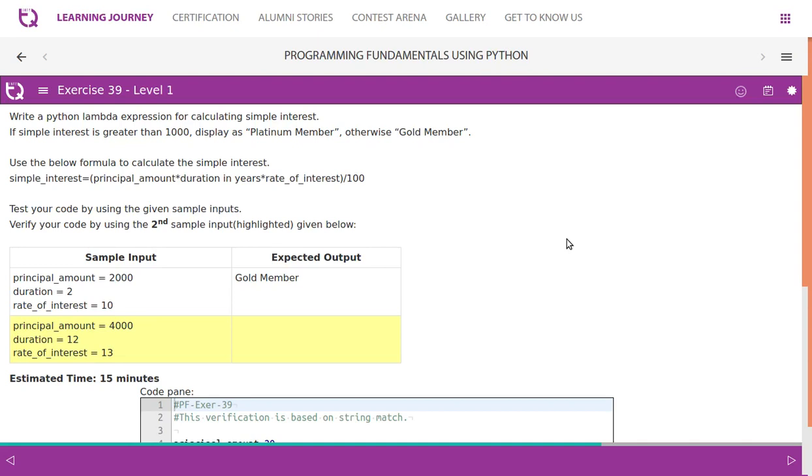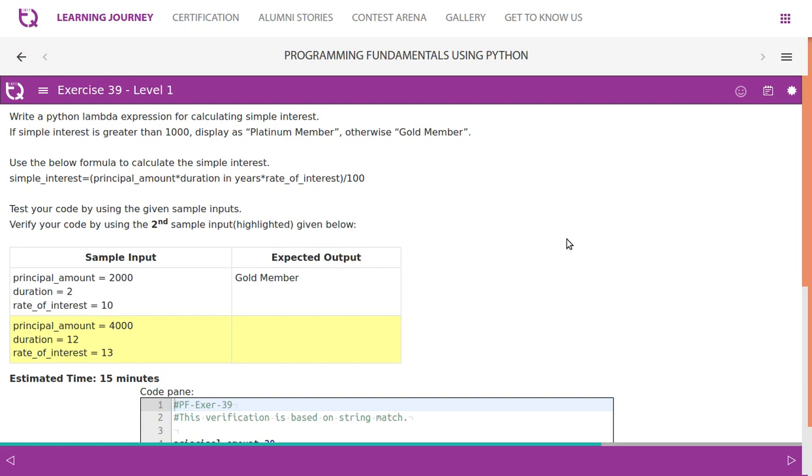Write a Python lambda expression for calculating simple interest. If simple interest is greater than 1000, display as platinum member, otherwise gold member. Use the below formula to calculate the simple interest. Simple interest is equal to principal amount into duration in years into rate of interest, the whole divided by 100.